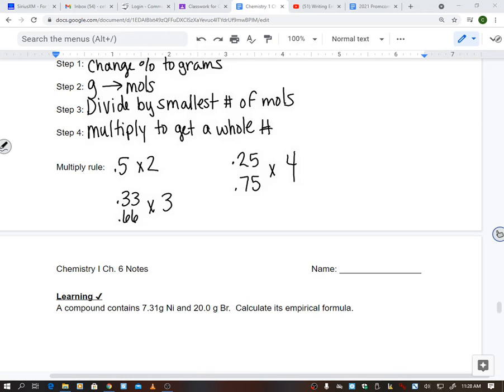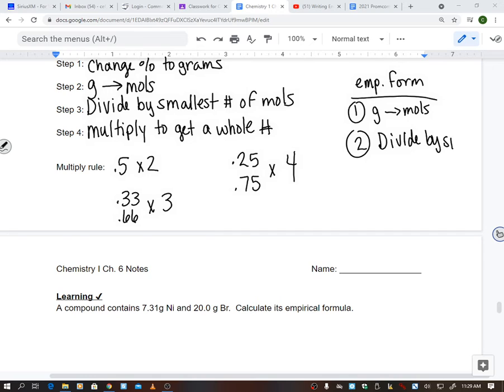All right, so what I will have them write on their periodic table is basically just step 2 and 3. So on theirs, I will have them write empirical formula, step 1, grams to moles, and then step 2, divide by smallest. So I'm expecting you to know step 1. Just change your percent to grams, and I'm expecting you to know that sometimes you may need to multiply if you don't get a whole number. So I will have them write that down.